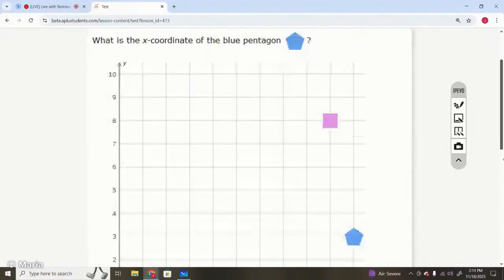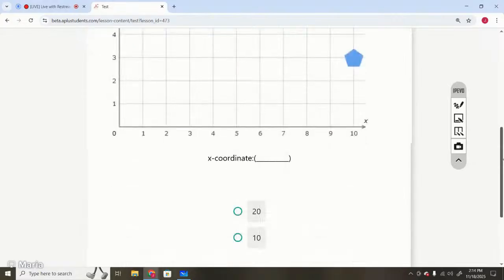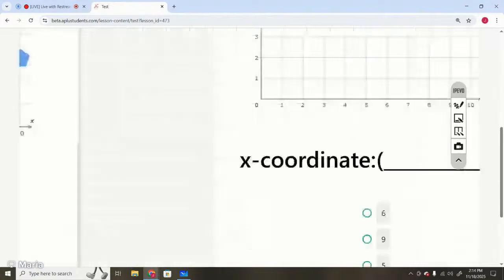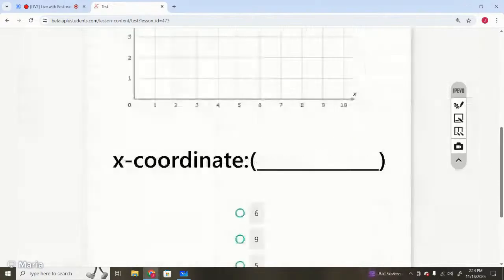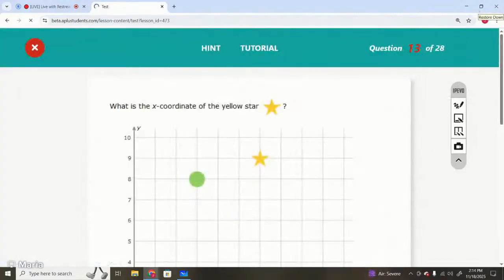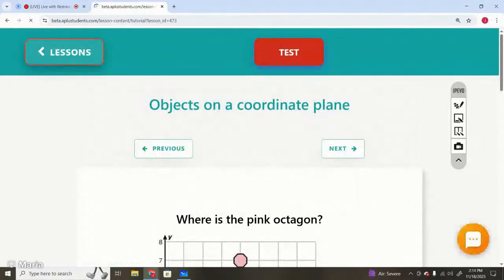What is the x coordinate of the blue pentagon? That is 10. Okay, you can complete the lesson by yourself later today. On to next lesson.